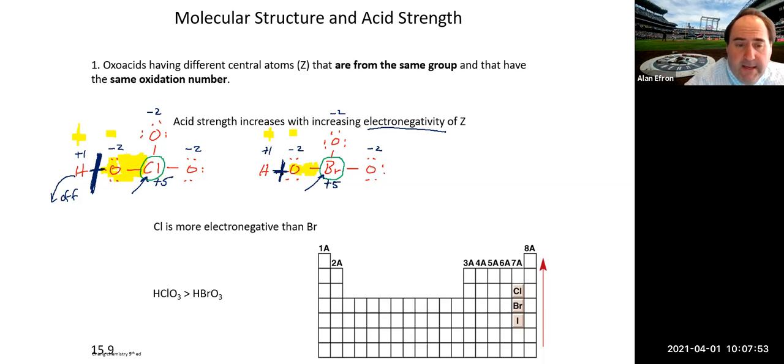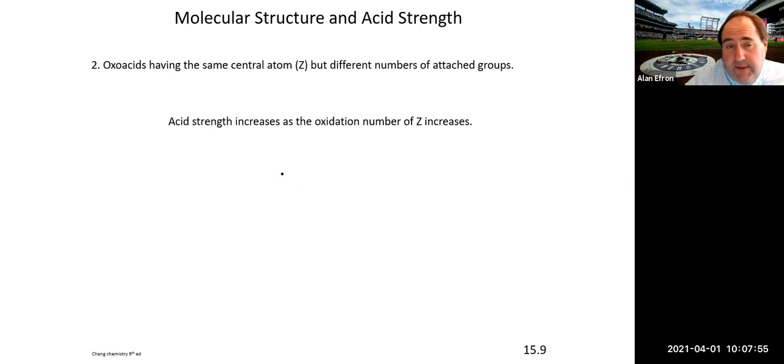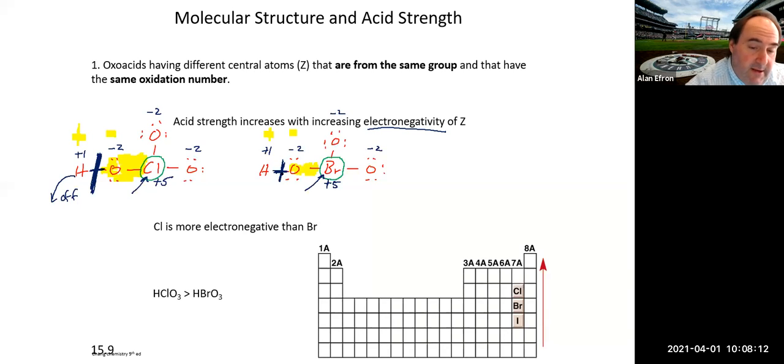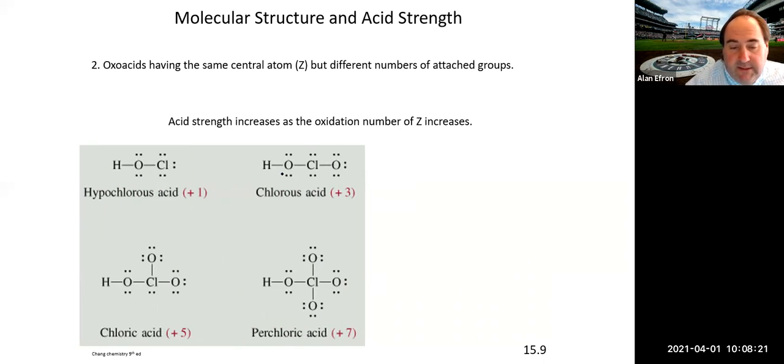Okay. Now let's talk about the other situation that could occur. This is a situation where we have the same central atom, but we actually have different groups attached. Unlike in the previous situation, where we pretty much had everybody the same on the outside and the only difference was really the central atom, here the only difference is pretty much everything other than the central atom.